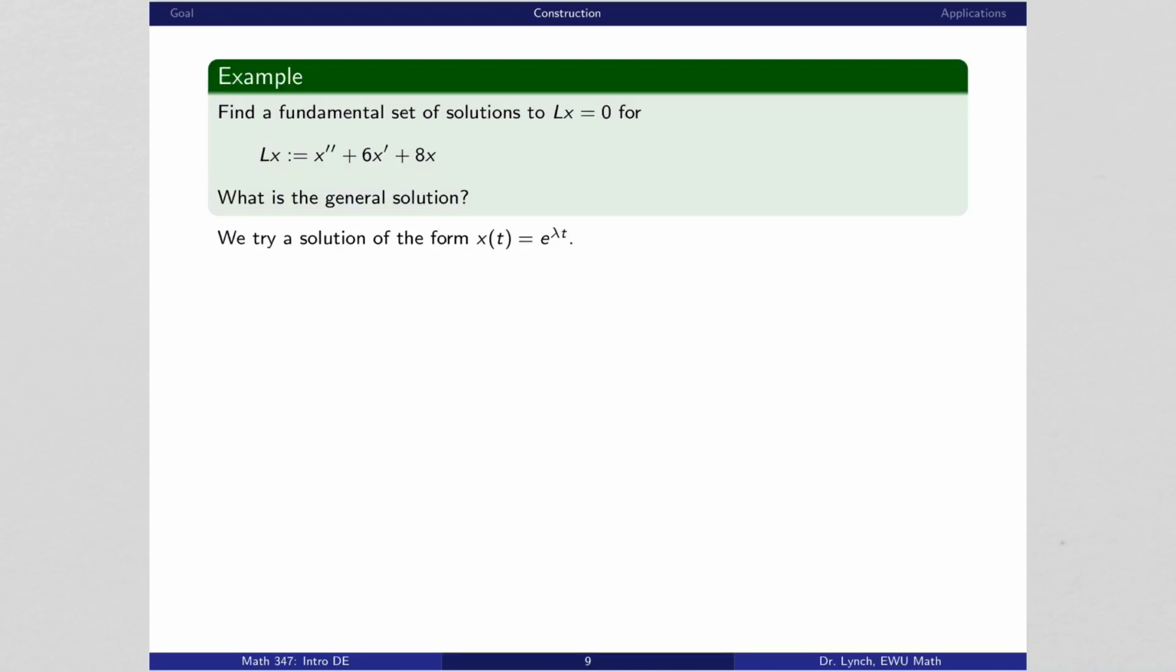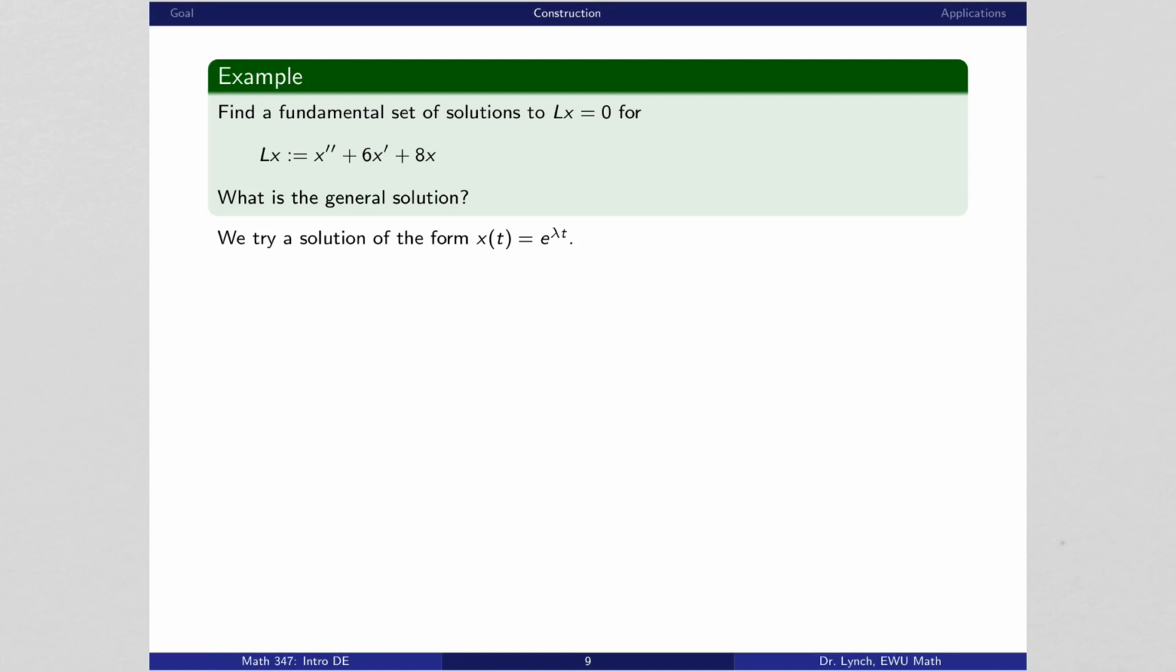Okay, so a few examples that illustrate finding the general solution to a second order constant coefficient homogeneous differential equation. Here's the first one. We want to solve x double prime plus 6x prime plus 8x equal to 0.